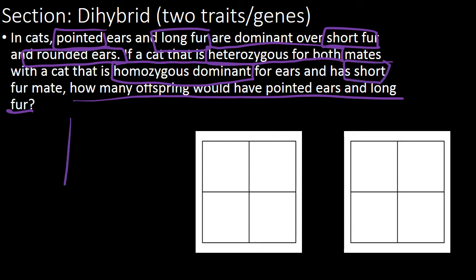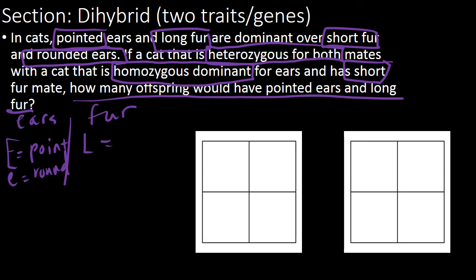Well, notice I have 2 traits. That means I have to write letters for ears. I have to write letters for fur. For ears, pointed is dominant. Again, I would use a capital P. I don't really like capital P, so I'm going to use a capital E again. So capital E is for pointy. Lowercase e is for round. For fur, capital L for long fur, because it told me long fur is dominant. Lowercase l for short fur. Let's go ahead and write down our parents.